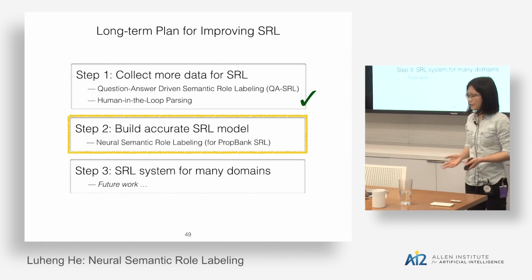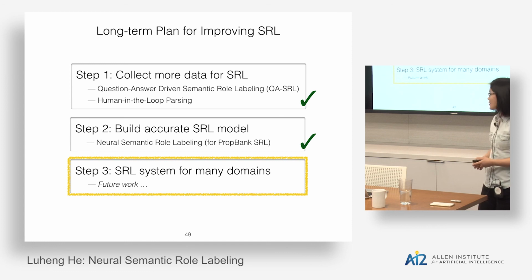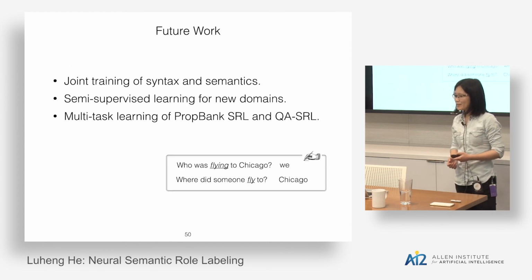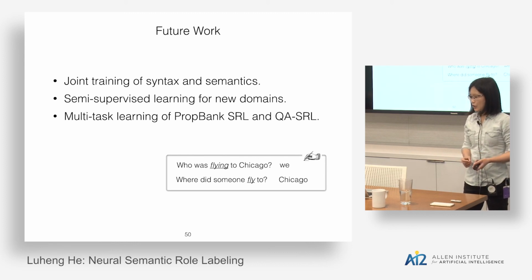So now we have moved hopefully a step closer to our dream SRL system. Hopefully in the future we can further explore this direction. For example, we can do some joint training, or we can try semi-supervised learning for domains where there's not much training data. And we can also do multitask learning, combining different sources of SRL supervision, such as PropBank SRL and QA-SRL.